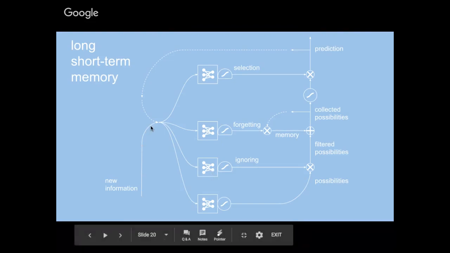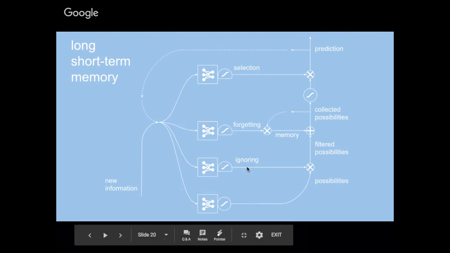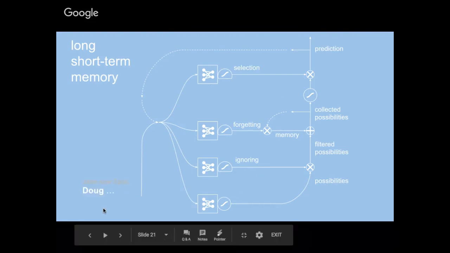Yeah. So this is the new information which comes in. This is the previous prediction. The select gate basically selects which words can be multiplexed with the outputs that come from here, and the ignore gate basically chooses which of the outputs coming from here you need to ignore. So it's probably better with an example.